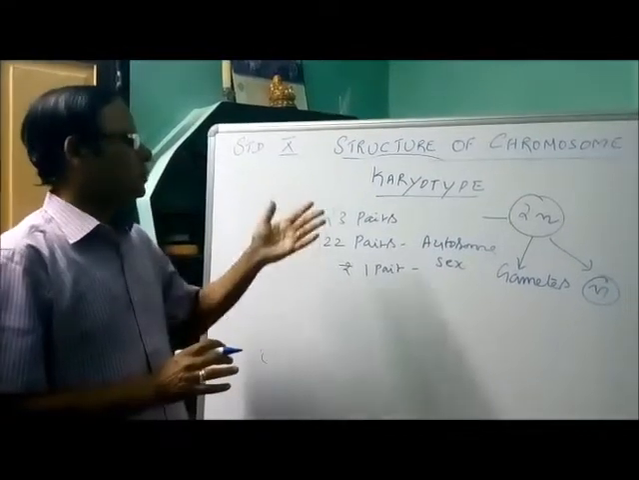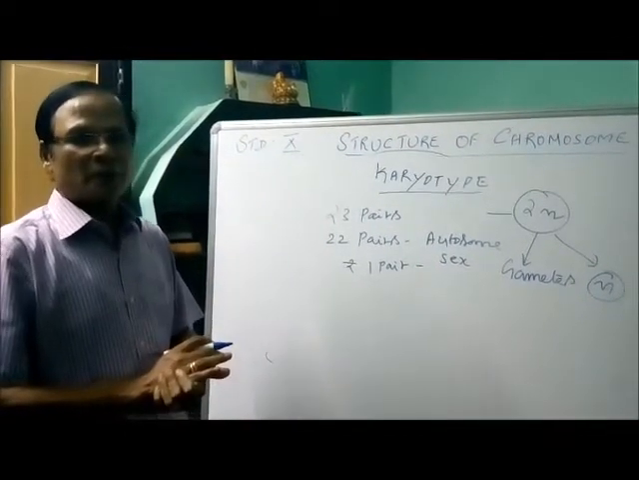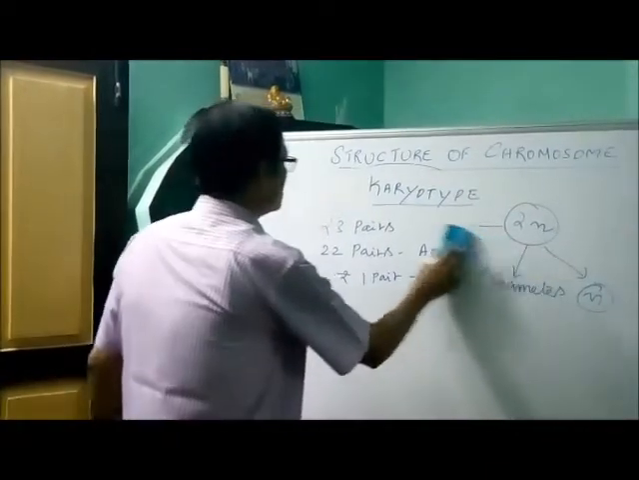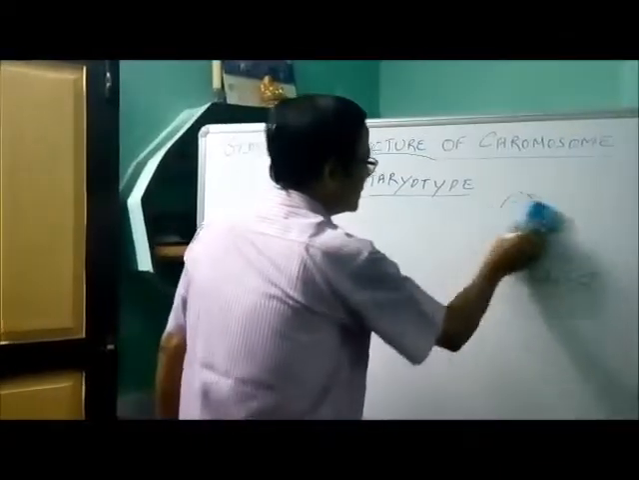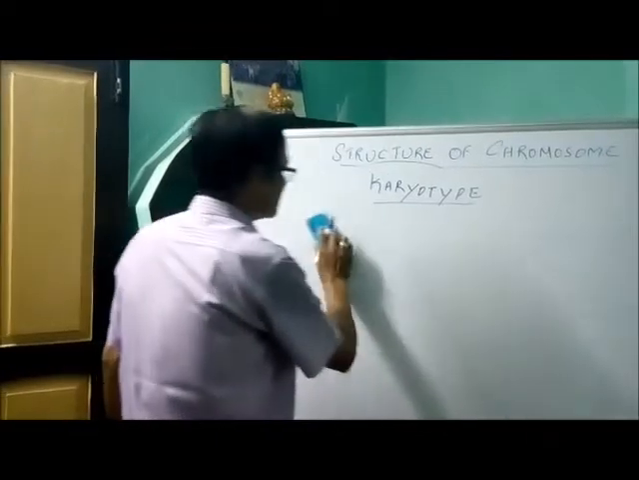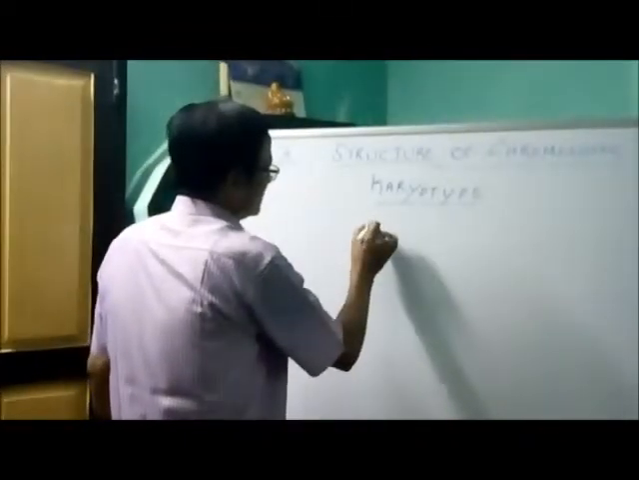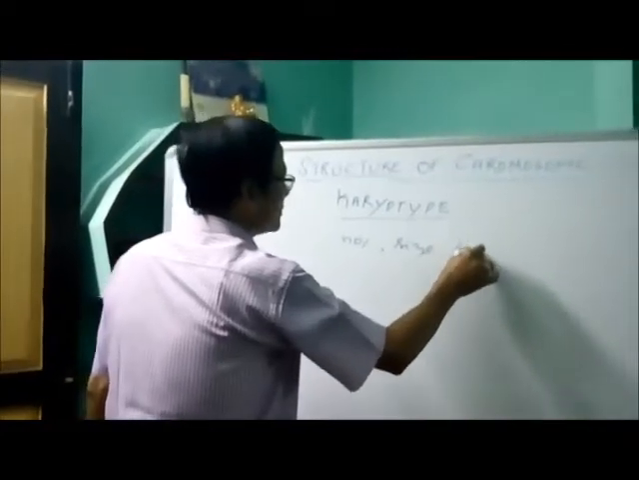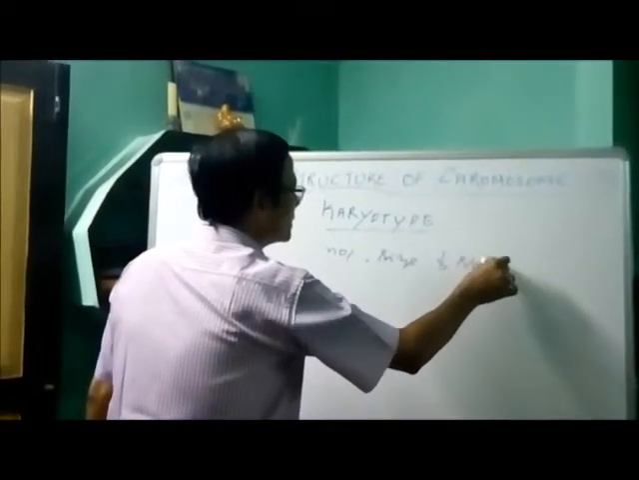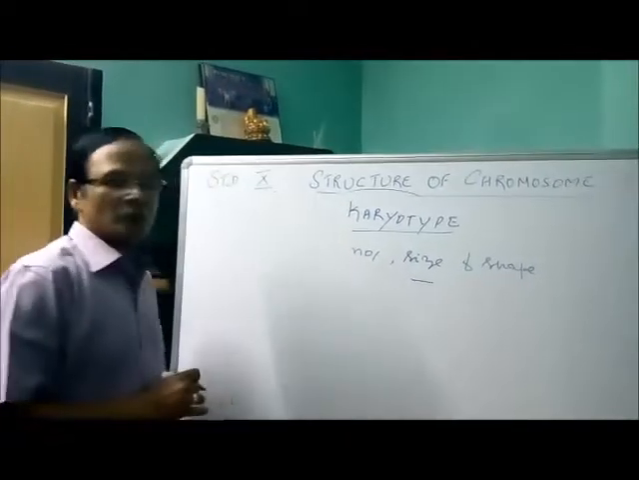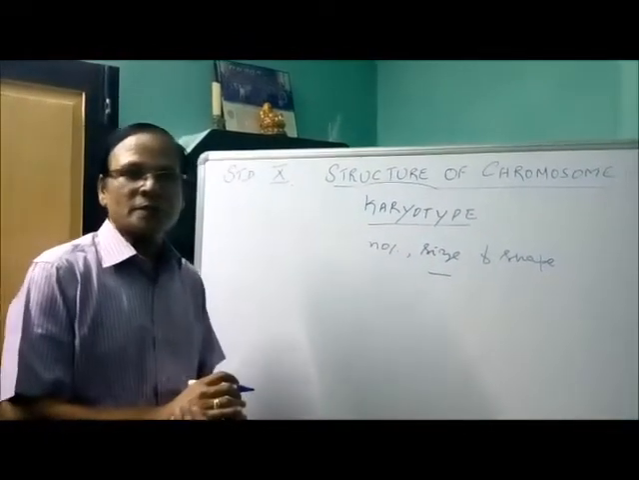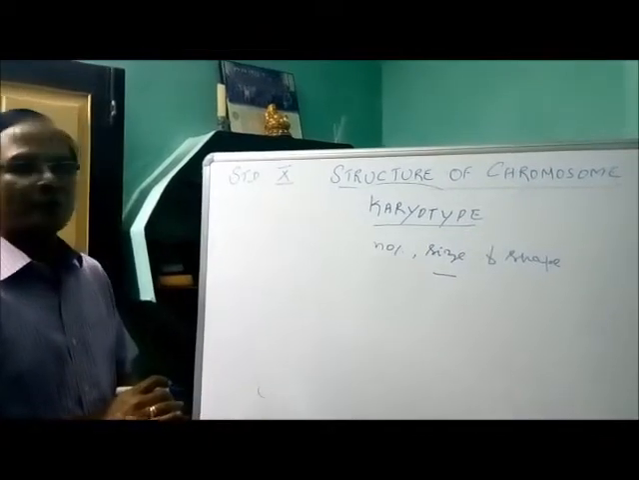Now I will come to the point. What is a karyotype? It refers to the number, size and shape of the chromosomes. In a cell nucleus, the number, size and shape of the chromosomes is called karyotype.